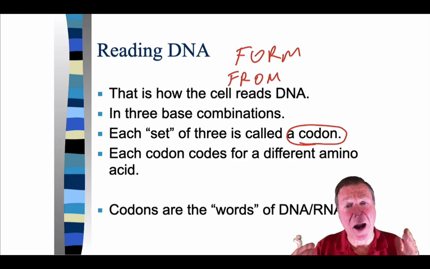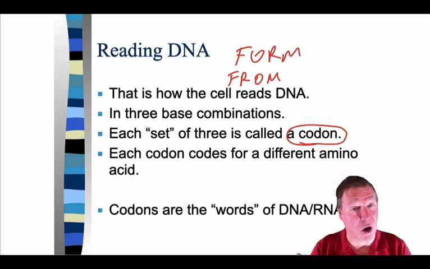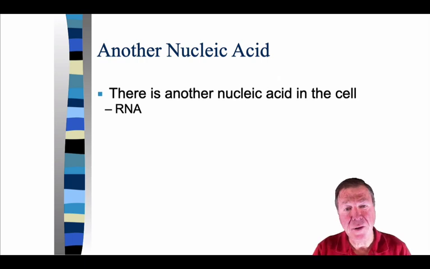DNA has an alphabet, except that it's not 26 like ours. It's only 4 letters, and it has a vocabulary. It has words that are only 3 letters long. You can't put them in unlimited numbers. Every word in the DNA language is 3 letters long. It's called a codon.